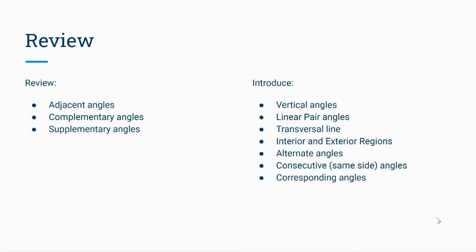Transversal is the line that cuts through two or more lines. Interior region is inside the double lines and exterior region is outside the double lines. Alternate angles are on different sides of the transversal and consecutive angles are on the same side of the transversal. Corresponding angles are on the same corner, as if they were the same people in two different cars.